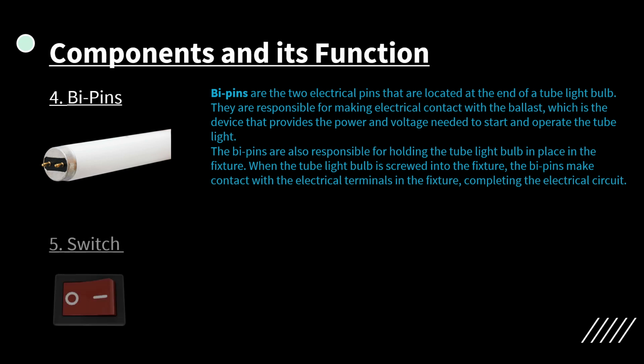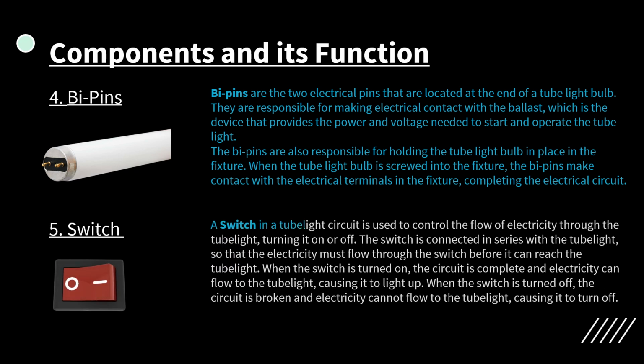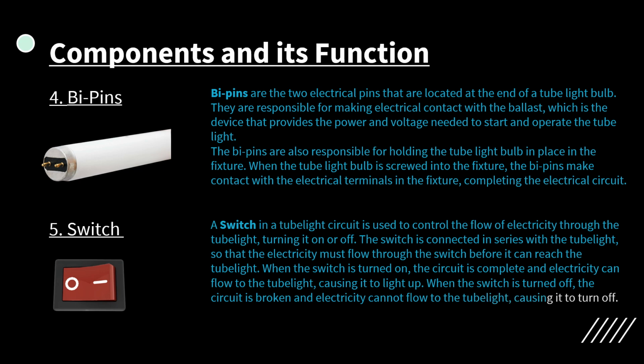The fifth one is switch. A switch in a tube light circuit is used to control the flow of electricity through the tube light, turning it on or off. The switch is connected in series with the tube light so that the electricity must flow through the switch before it can reach the tube light. When the switch is turned on, the circuit is complete and electricity can flow to the tube light, causing it to light up. When the switch is turned off, the circuit is broken and electricity cannot flow to the tube light, causing it to turn off.